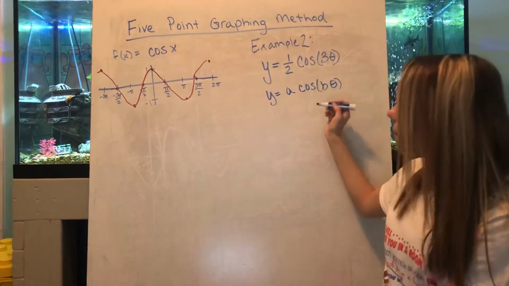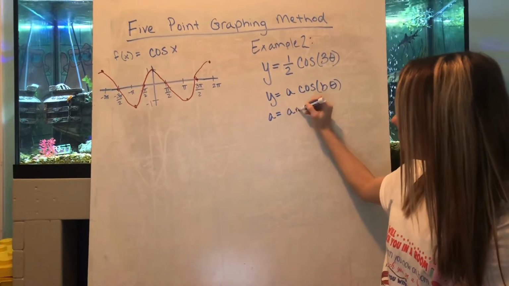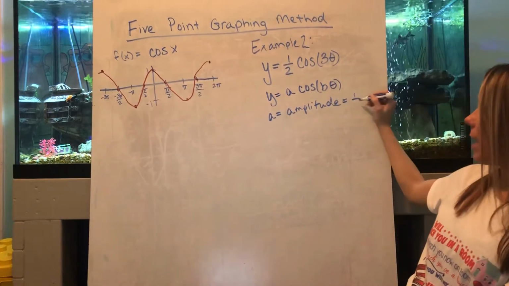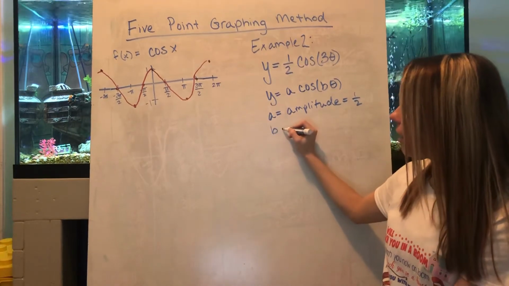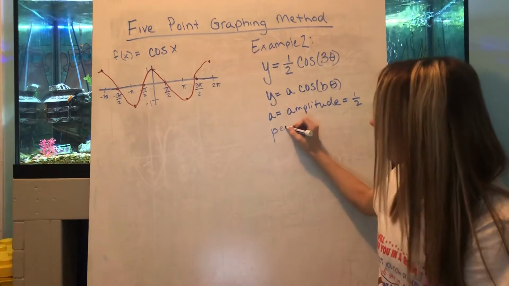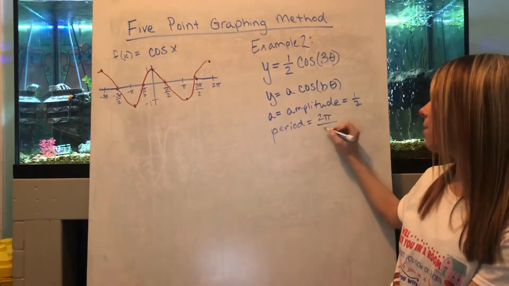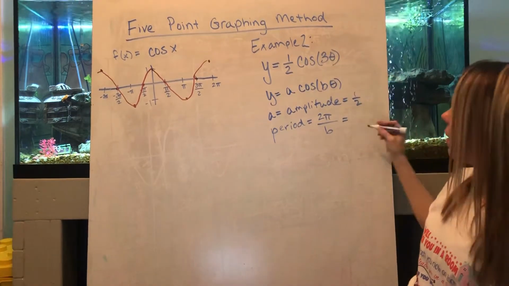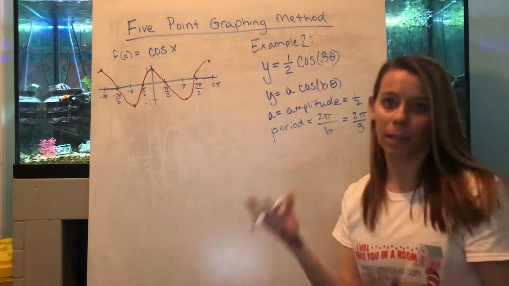So a is always the amplitude. A is the amplitude. So that's just going to be 1/2. And then b helps us find the period. The period equals 2 pi divided by b. So in this case, b is 3, so 2 pi divided by 3 is our period.